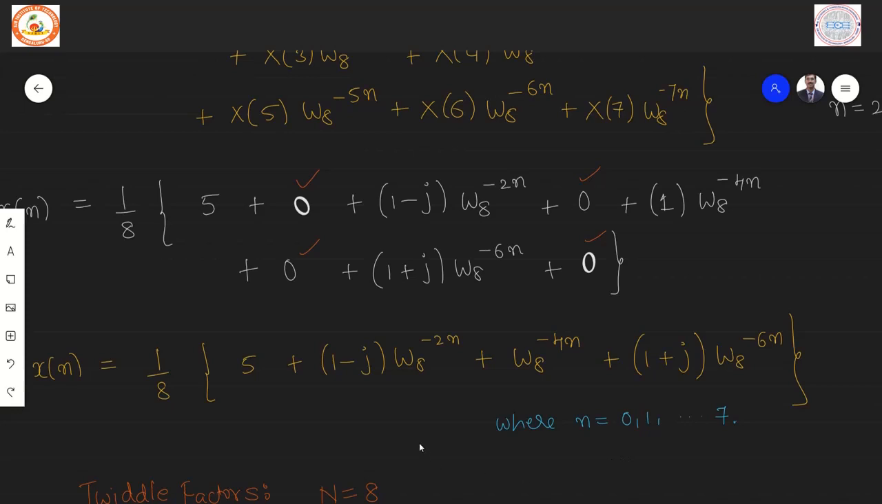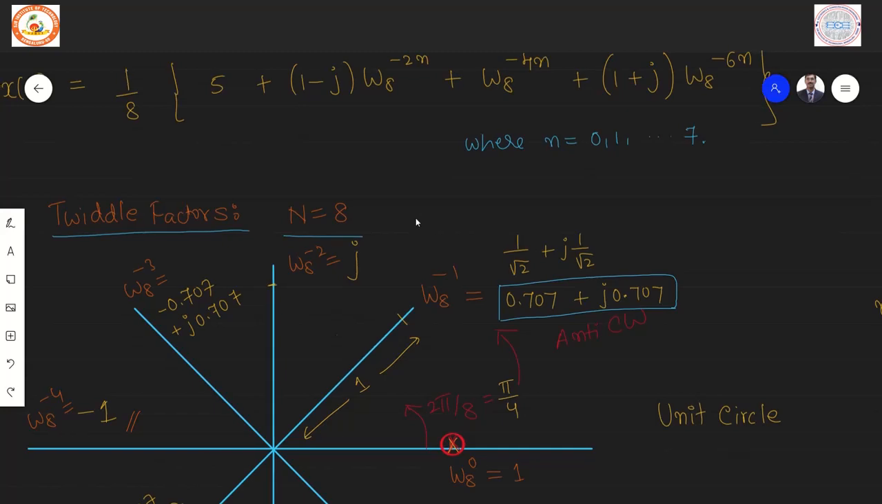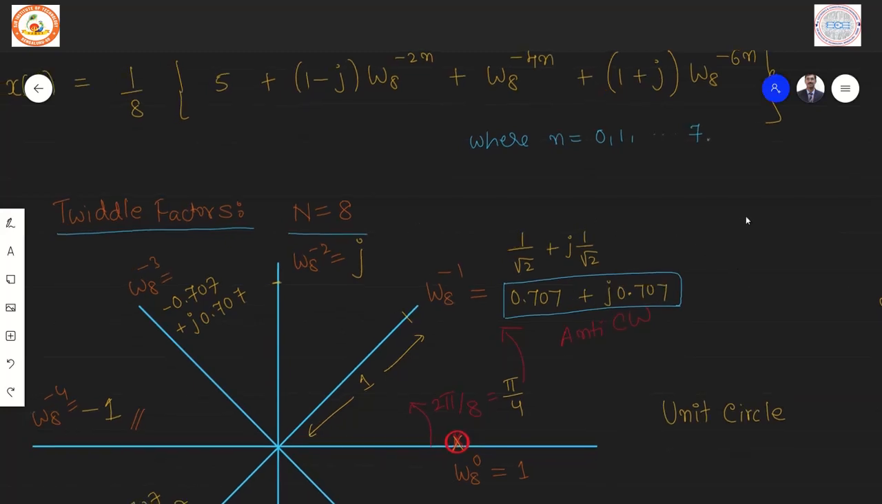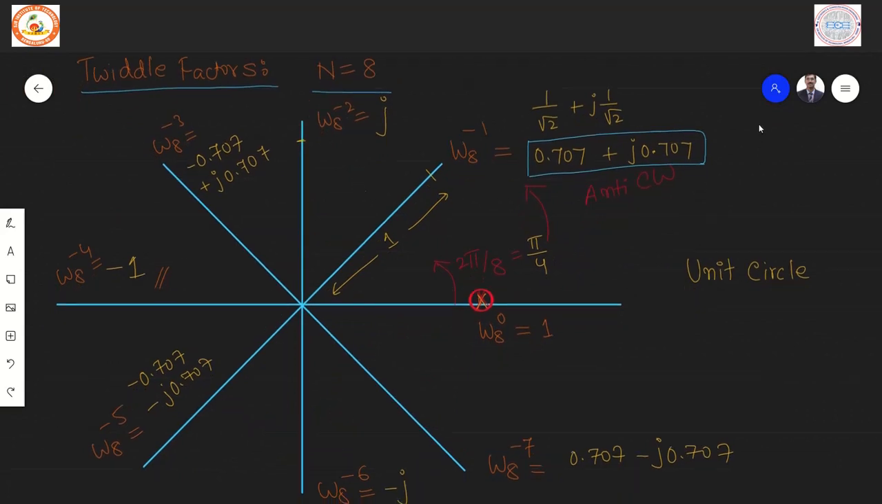We have to compute the twiddle factors. Now we know that for N equal to 8, the twiddle factors will be lying on the complex plane on the unit circle. The circle is not shown here, but please understand it's on the unit circle, and they have a radius which is equal to 1, obviously. And the whole complex plane is divided into 8 parts because N is equal to 8.